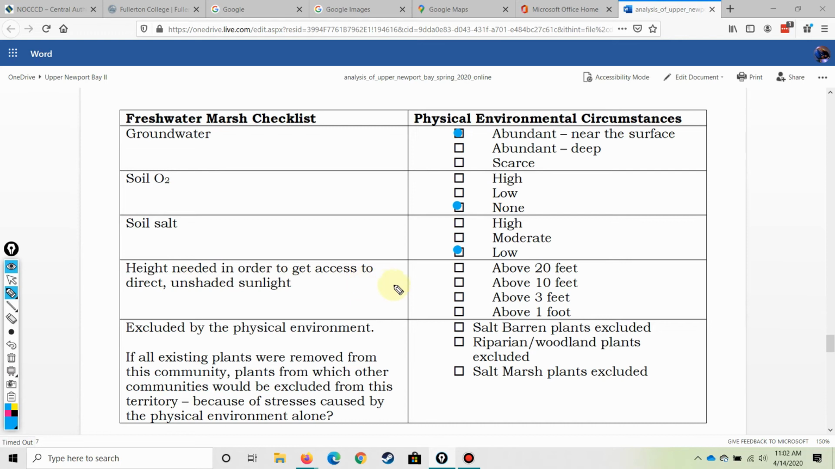Height needed in order to get access to the sun: probably need to be 10 feet or higher because cattails can grow 10 feet or taller. So that would be about the right range. Excluded by the physical environment.